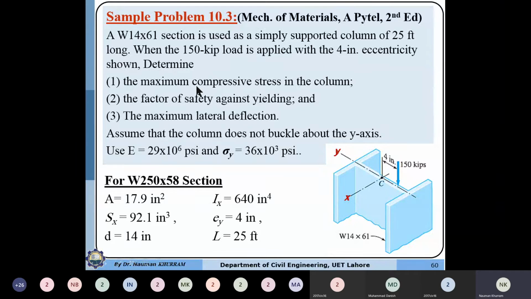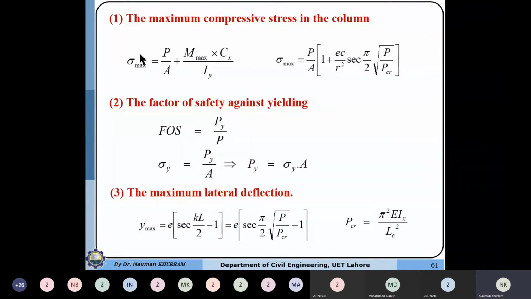The first part is that we have to determine the maximum compressive stress. That can be determined by this formula. Sigma maximum stress can be computed by P over A plus M maximum times Cx over Iy. Because if the column is bending about the y-axis, the distance from the neutral axis to the extreme fiber will be in the x direction. Or you can use this formula, because it has been derived from this formula. So P is given, area is also given, and M maximum you can determine by P times the maximum deflection plus e.